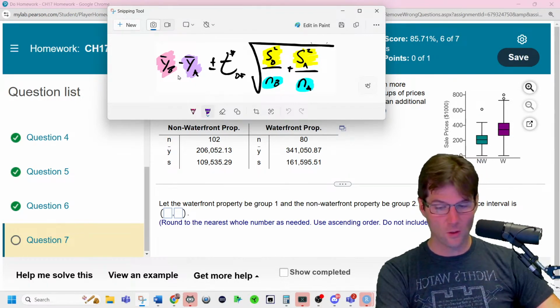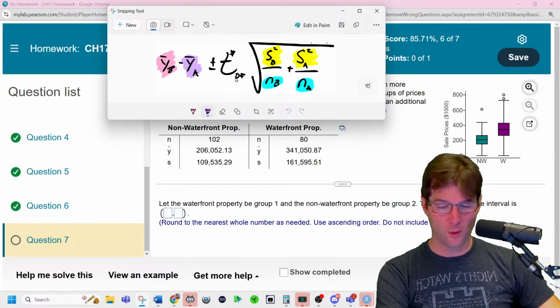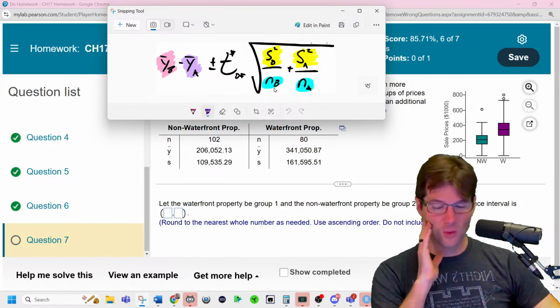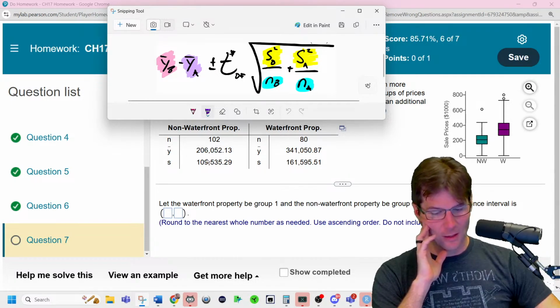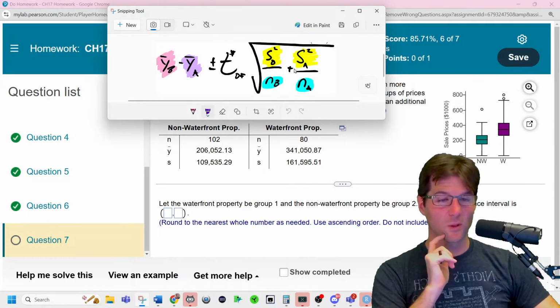This mean goes here and this mean goes here because waterfront is group 1, non-waterfront is group 2. The t was 1.656 found via the applet. Standard deviation for group 2, this one doesn't matter, as long as you put S over the right N. It doesn't matter if you mix those up, but you have to have S over the right N. So it'd be 190,000 over 102, 161,000 over 80, and you've got a lot of decimals to carry.